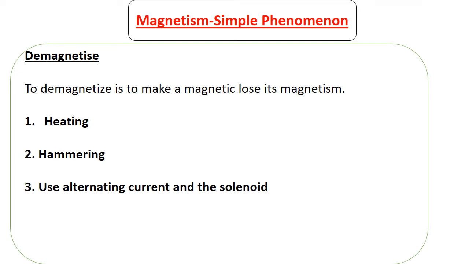There are two types of current: direct current and alternating current. Direct current is the type of current we get from, for example, batteries.